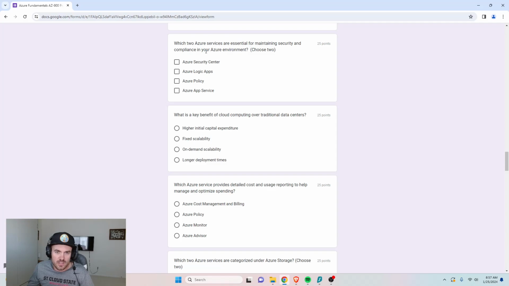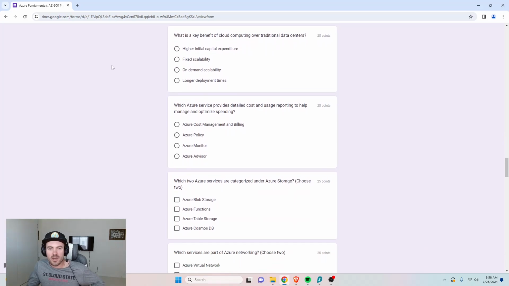All right, well, we already looked at one. So compliance, again, when we think compliance, we want to think of policy. So I'm going to go ahead and select that one. And then maintaining security, the one that makes the most sense is obviously Security Center. Logic apps and app service, while using them properly, can contribute to a higher level of security and compliance. They're not specifically designed for either of those. Okay, so I'm going to go with those two.